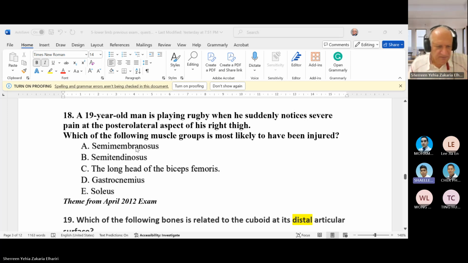A 19-year-old man is playing rugby when he suddenly notices severe pain at the posterolateral aspect of his right thigh. Which of the following muscle groups is most likely to have been injured? Biceps femoris, long head. Yes, because posterolateral.